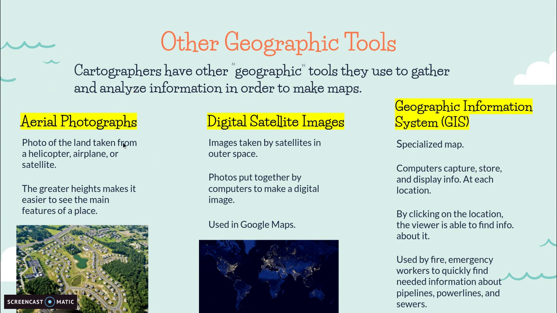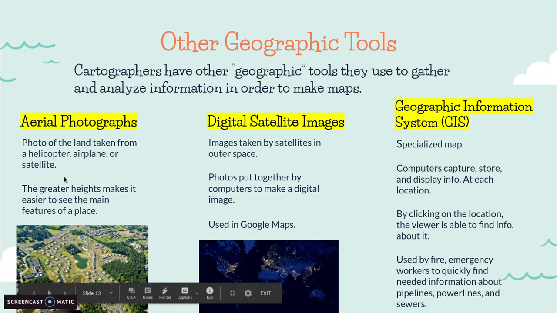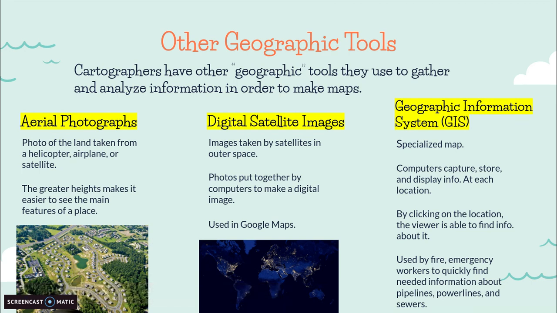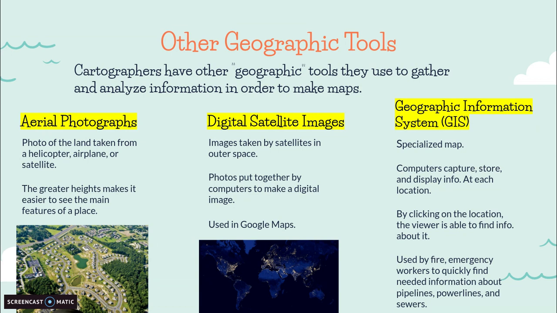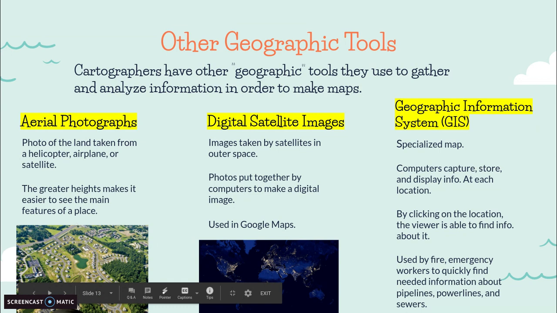So the first one is an aerial photograph, and this is a photo of land taken from a helicopter, airplane, or satellite. So it's a high photo. Okay, it's from the sky. The greater heights make it easier to see main features of a place. So if you look at the photo that I have on the screen, you can see where the trees are located, where the houses are located, where the lake is located, or the pond. You can get more sense of the detail of the community because it's taken from a greater height.